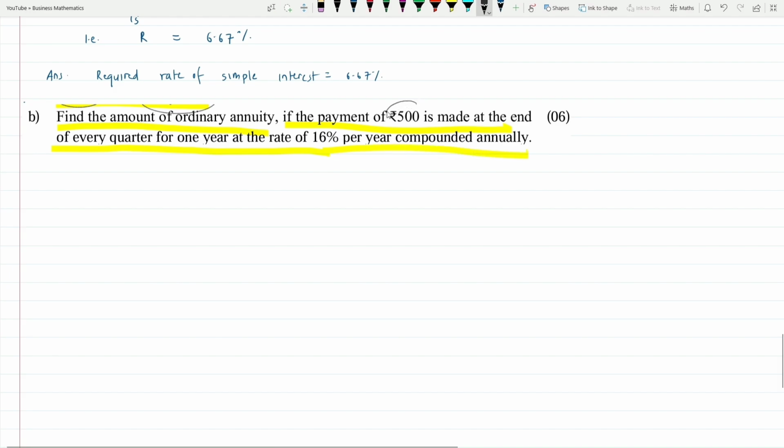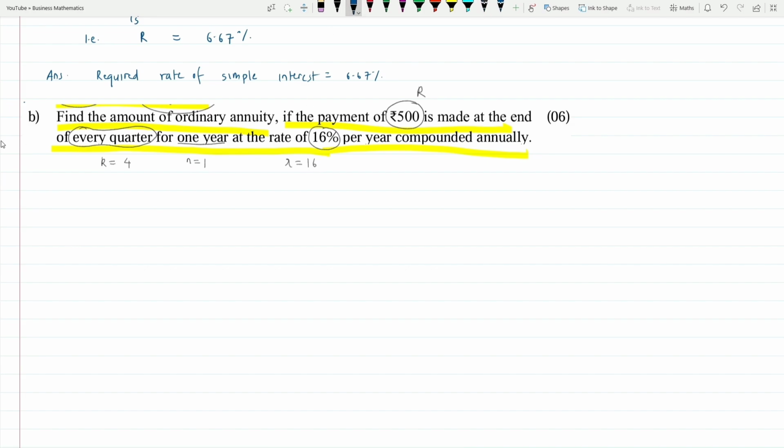If you see here, this is R, the periodic payment. Now the payment is made every quarter. That means the multiplier factor will be K equal to 4. Since for every year there are 4 quarters, the payment needs to be done that many times, and the interest also needs to be divided by 4. The period of the annuity is 1. We use small n, so n is equal to 1, and the rate of interest is 16%. That means R is equal to 16.